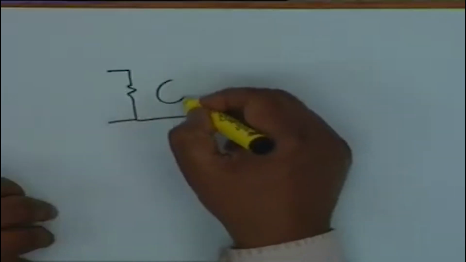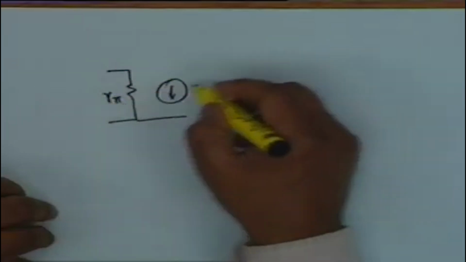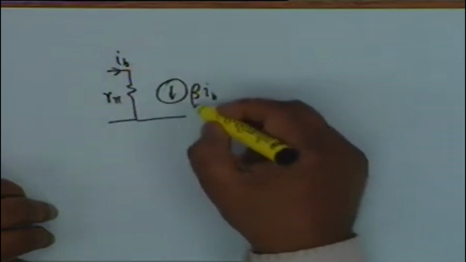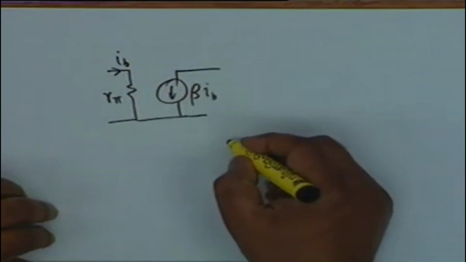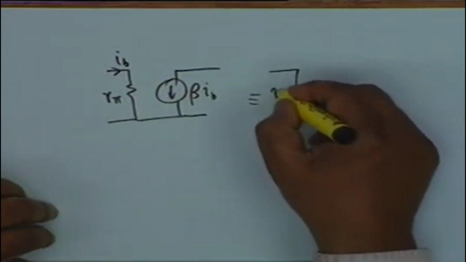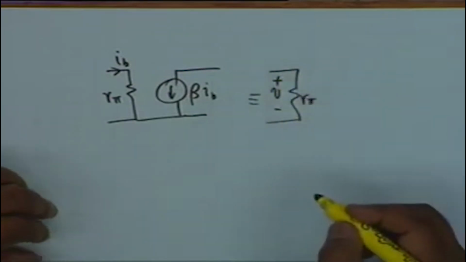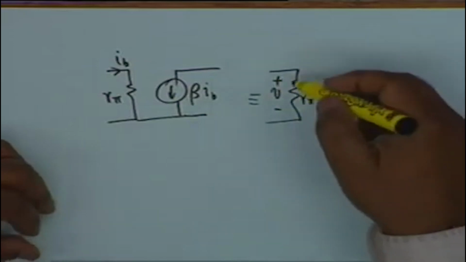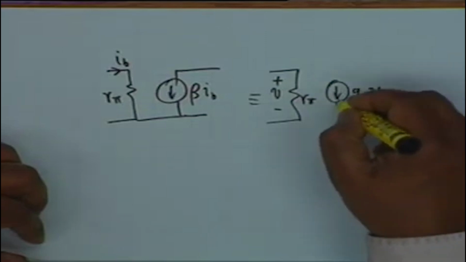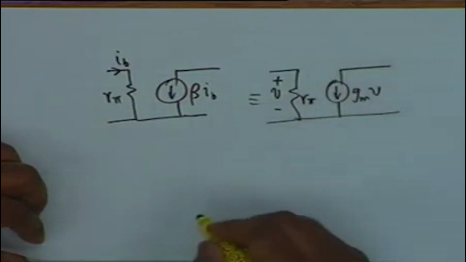So, we shall use either of these two circuits. One is called the R pi beta circuit, beta IB, this is IB, equivalent circuit of the transistor, or the same circuit represented like this. We shall use this as small v, it is VBE actually, and we shall represent this as GMV. This is the other circuit, all right.